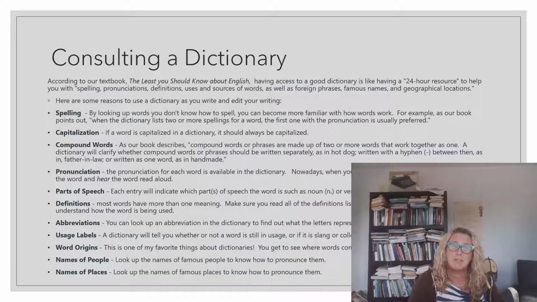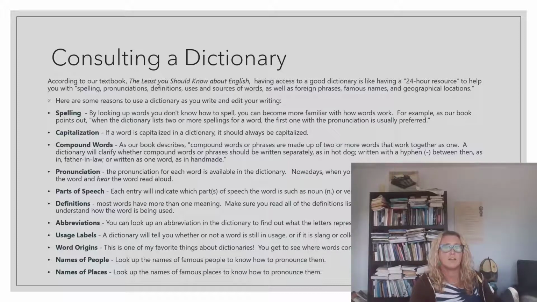A lot of times we don't know how to pronounce words. This happens to me all the time. And the great thing when we're online is you can press a little button and it'll pronounce the word for you. There's also a little pronunciation guide, and that's very helpful because it tells you where the accent is, like where you want to put your emphasis when you're saying the word.